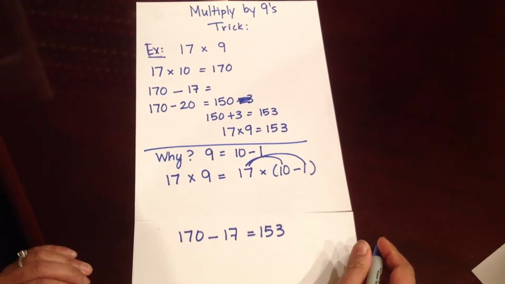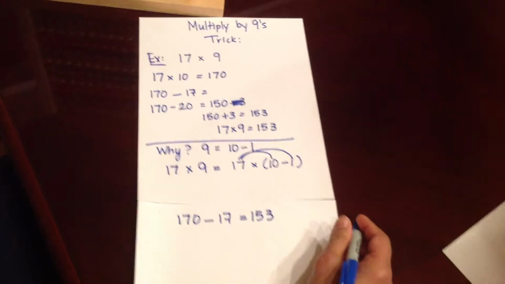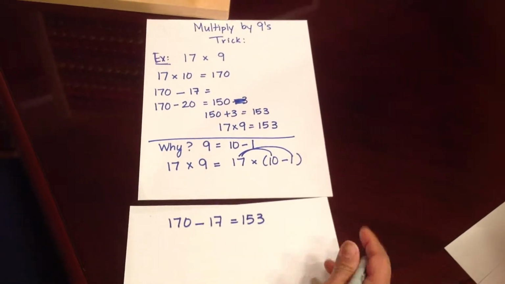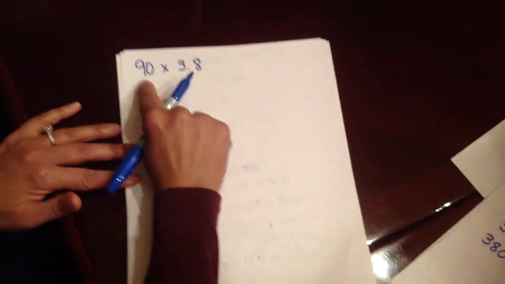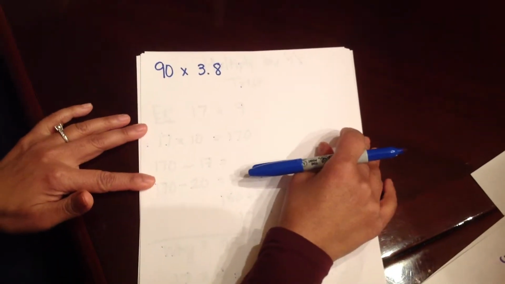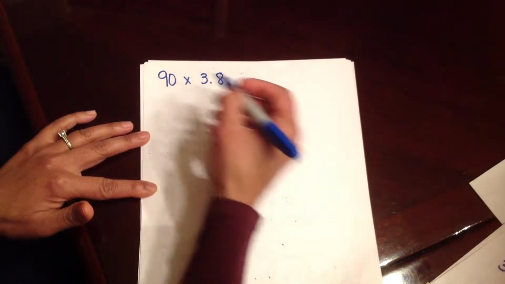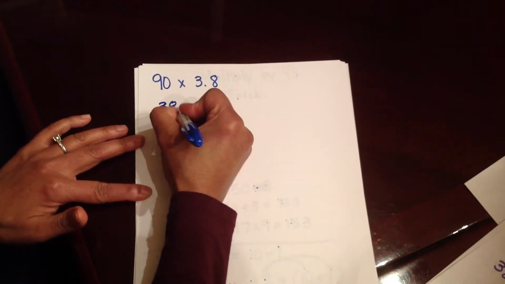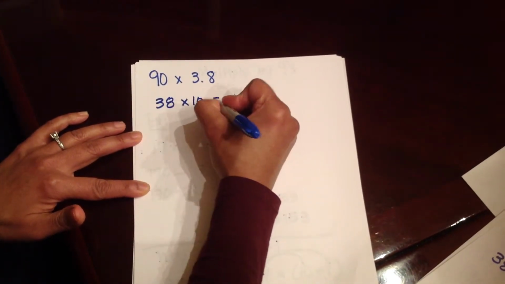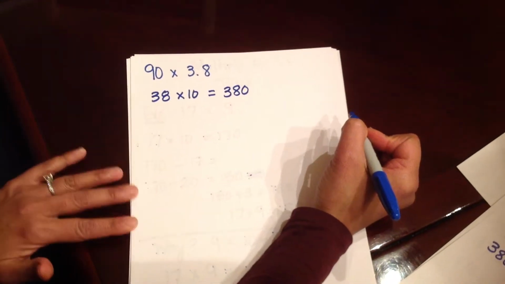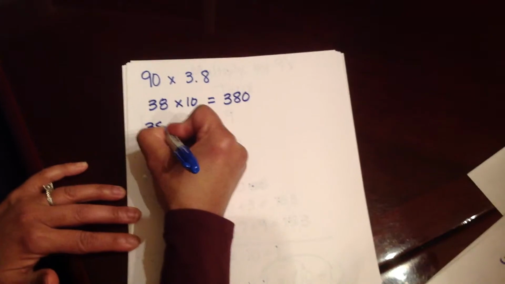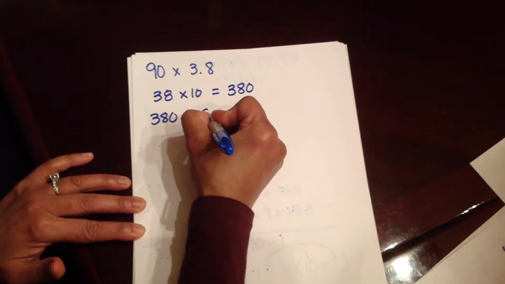Now we're going to use a different example which involves decimals and zeros, and the example that I'm going to use is 90 times 3.8. We're going to disregard the 0 and the decimal point, and we're going to go through the steps. So we're going to take 38 times 10, which is equal to 380. We're going to take 380 minus 38.